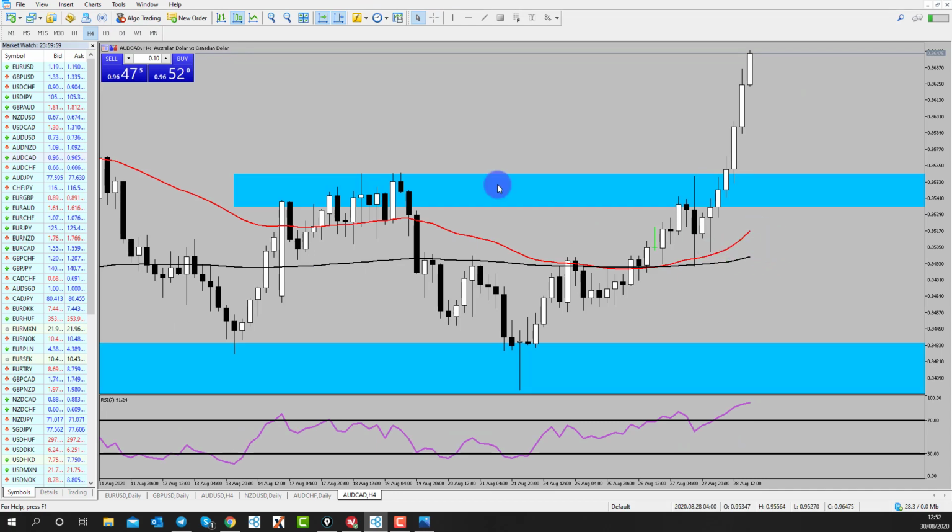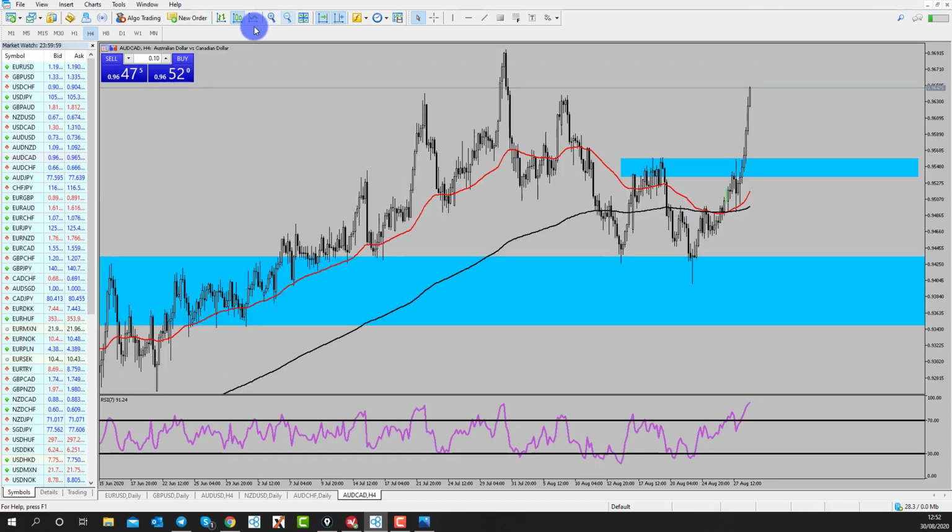We can see the averages are just starting to spread out here as well. So what we could be looking for is a nice little bit of a downtrend on the 4 hour to this point, then look for the trend continuation through here. So Aussie is looking very, very strong. Looks to be the currency to watch this week.